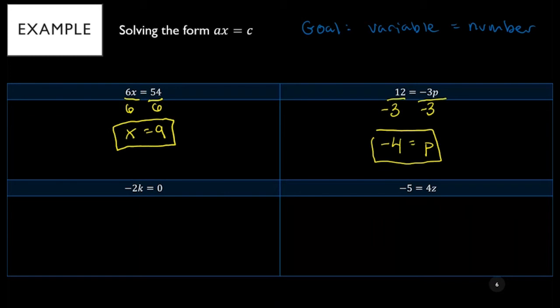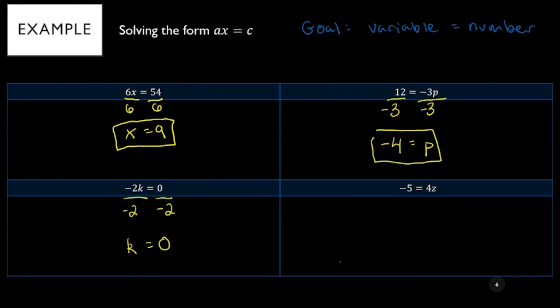So if we move to the bottom left, I've got negative 2k equals 0. I want to get k by itself, which means I need to get rid of the negative 2 that's in front. So again, we're going to be dividing. I'm dividing both sides by negative 2. The negative 2 divided by negative 2 is 1, so that cancels, and I'm left with k. And then 0 divided by negative 2 gives me 0.